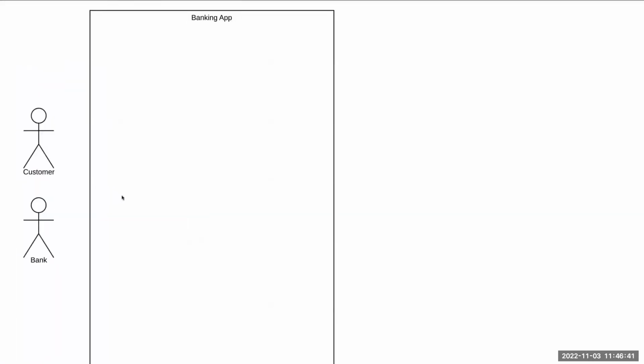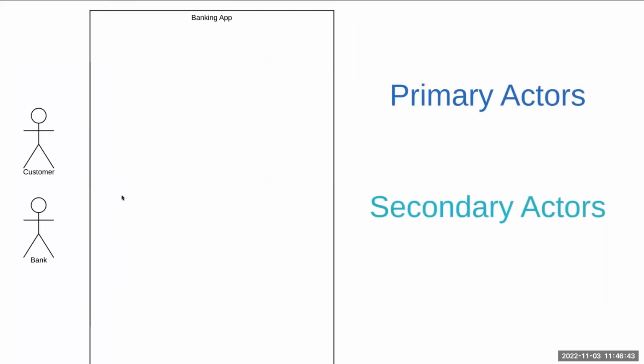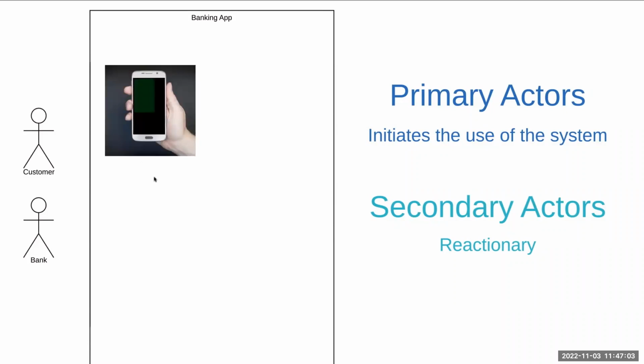And this brings up the topic of primary and secondary actors. A primary actor initiates the use of the system, while a secondary actor is more reactionary. So in our example, which actor is primary and which actor is secondary? The primary actor is customer. The customer is going to initiate the use of our system. They're going to pull out their phone, open up our banking app, and do something with it.